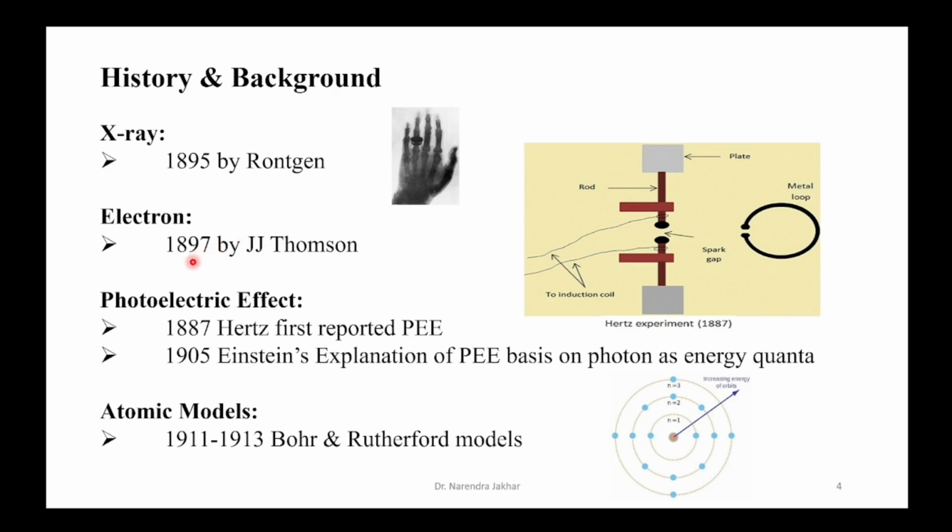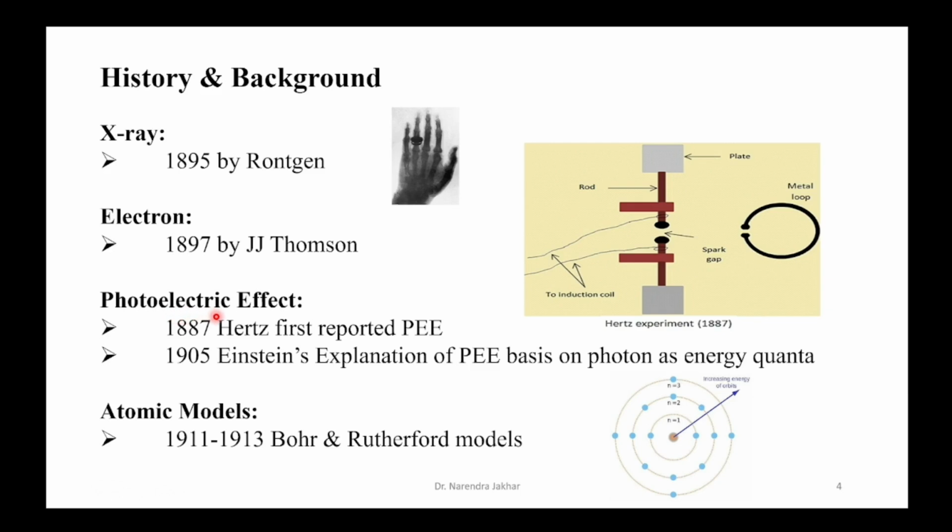And then later in 1897, Sir J.J. Thomson discovered the electron. This discovery is also a very important milestone for the development of physics. And today's new technology is all governed by this electron discovery of Thomson. And the photoelectric effect: this is a very fundamental aspect and a very fundamental effect on which this whole X-ray photoelectron spectroscopy relies.